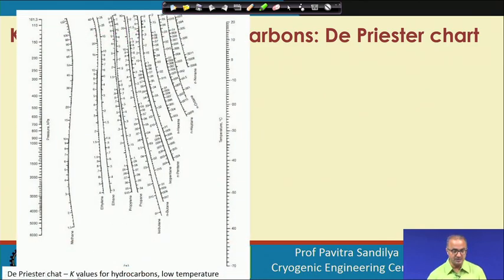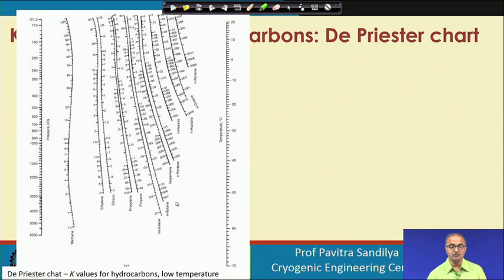This particular chart is applicable to find out the K values of hydrocarbons at low temperature. Here we find that on the right hand side is the temperature axis, which is given in degree centigrade, and on the left hand side we have the pressure, which is given in kilopascal. These various curves which you see here pertain to the K values of different components, like methane, then ethylene, ethane, propylene, propane, and so on and so forth.